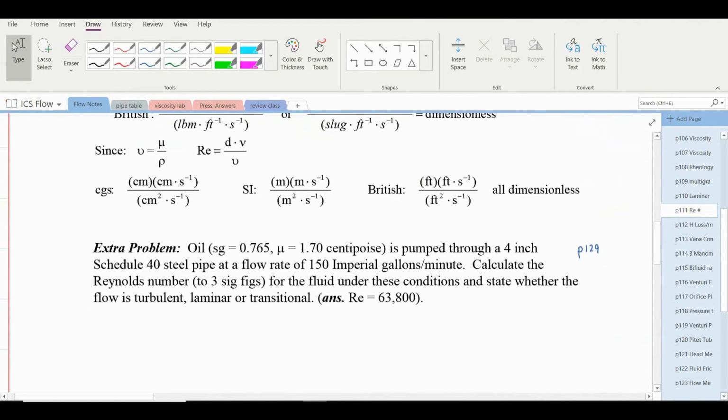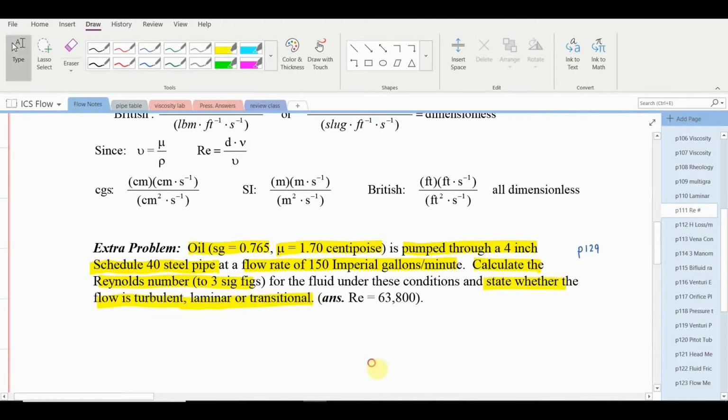Let's calculate Reynolds number. Oil with a specific gravity of 0.765 and an absolute viscosity of 1.70 centipoise is pumped through a 4-inch Schedule 40 steel pipe at a flow rate of 150 imperial gallons per minute. Calculate the Reynolds number to 3 sig figs and state whether the flow is turbulent, laminar, or transitional.